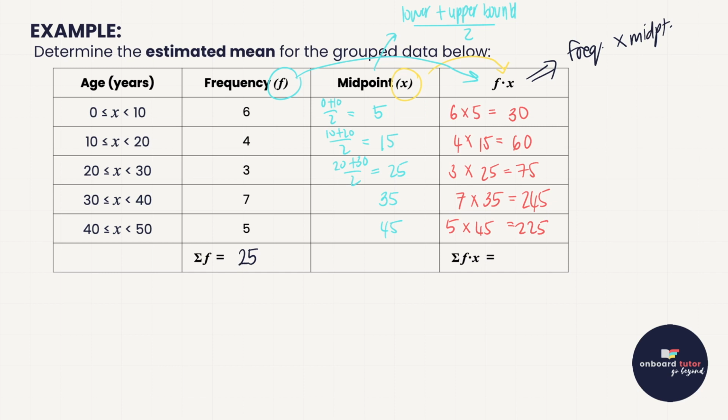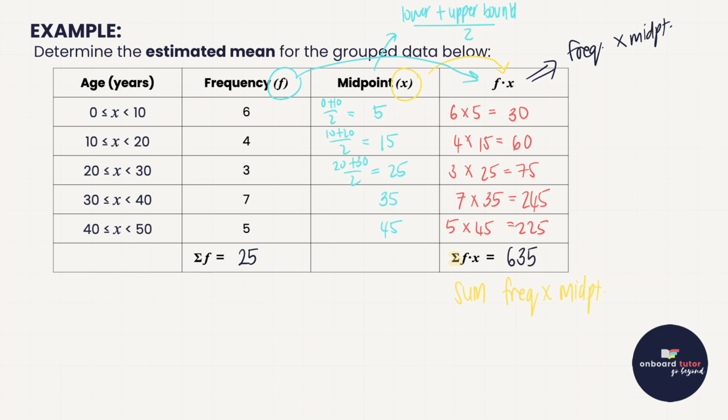Okay, here is our sneaky little sigma sign again. Remember, that meant sum of. So what is this telling me? It's telling me that I need to sum the frequency times the midpoint answers. So in other words, 30 plus 60, let's pick up our calculators and do that. So 90 plus 75 plus 245 plus 225. Okay, so the sum of that is 635. That's what I'm getting there.